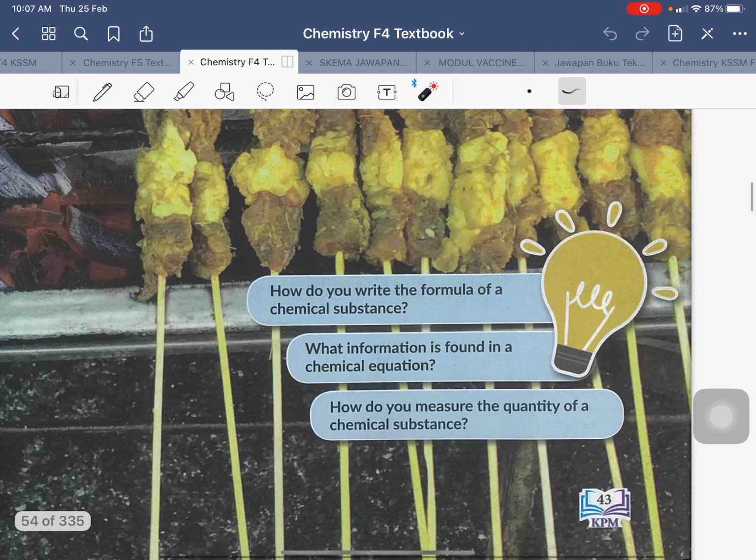Okay. How do you write the formula of a chemical substance?